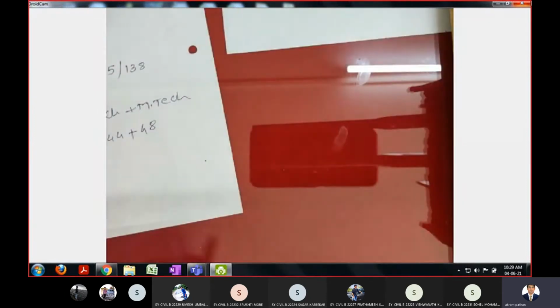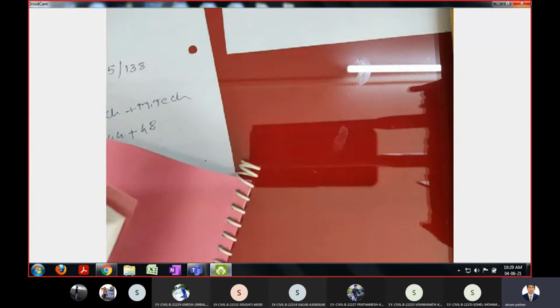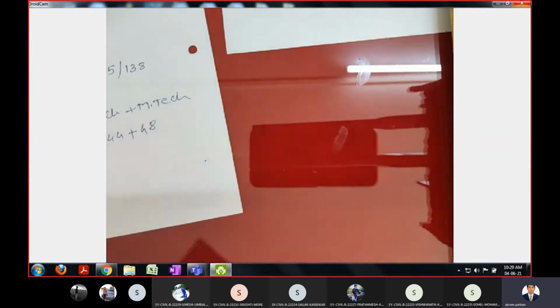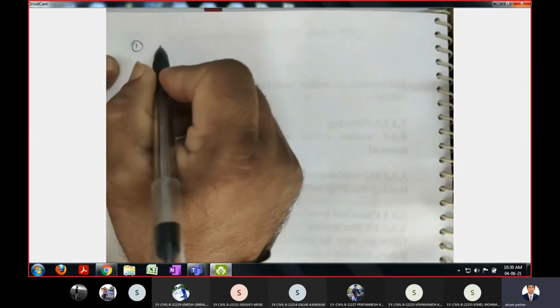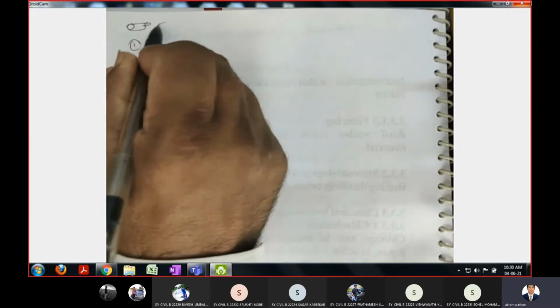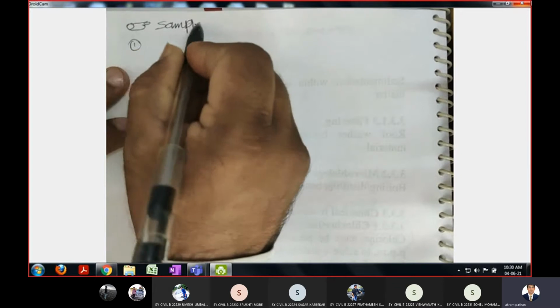So we have certain sample calculations. I am going to share those calculations also, and I request all the students, please be ready with your calculator, so that you can do the calculation yourself. So the first one, we have a sample calculation here.